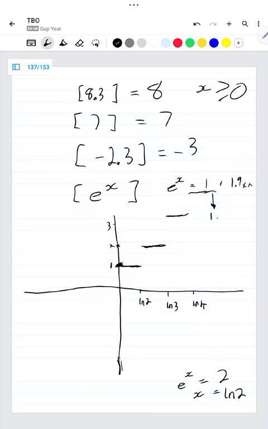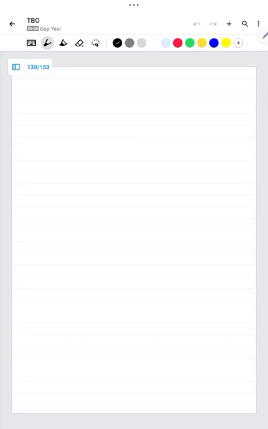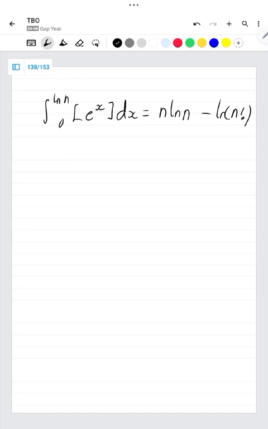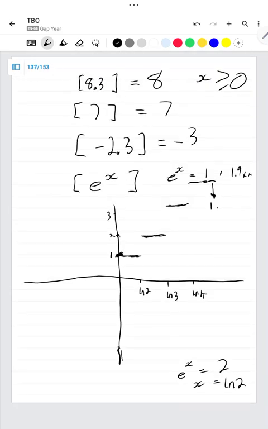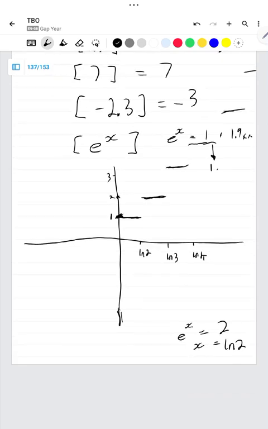And then the next question says, show that the integral of this function, e to the power x, will give me n log n minus log n factorial. Okay, so basically integration is just finding the area of the graph between certain limits. So log n, you keep going on and on, and the steps will keep getting bigger and bigger. So I just need to find the area of that.